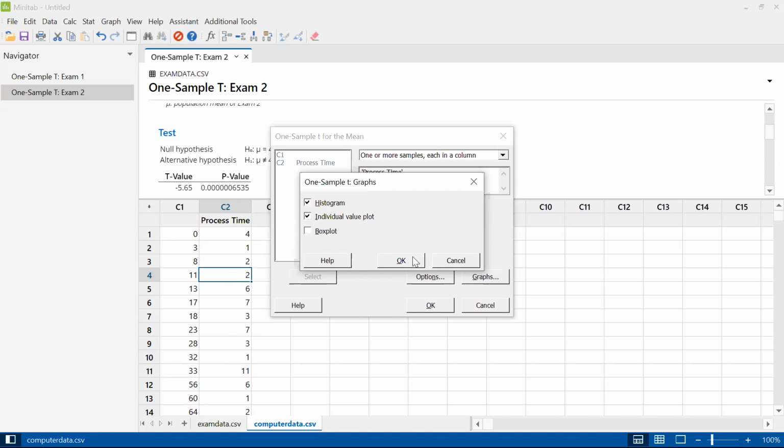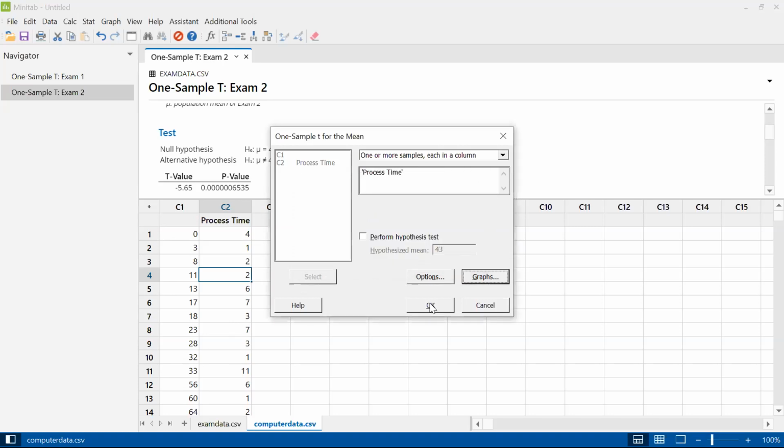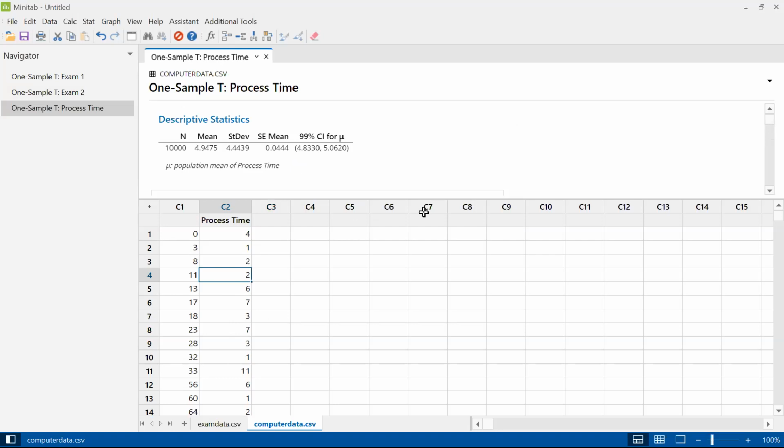So we'll get a histogram and an individual value plot for this. So let's see OK and see what happens. So our mean came out just under 5. Okay, so my guess of single digits looks like it worked and pretty close to 5. Like I said, 10,000 data points. And our 99% confidence interval is still very close to 5. So we're pretty sure that if we ran this a million times, we would still get a mean very close to 5. So like between 4.8 and 5.01 or 5.06.